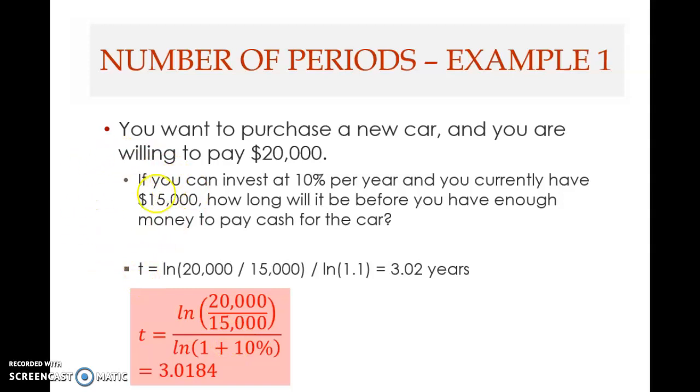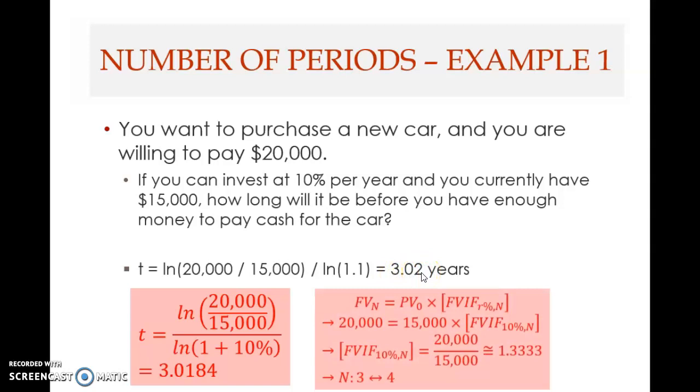for the 15,000 you have now, if you earn 10% per year, you need more than 3 years for it to grow to $20,000. That's the idea. So you have to wait for 3 years to purchase the car. That's the answer for this question. If you round it to the nearest 2 decimal points, it becomes 3.02.